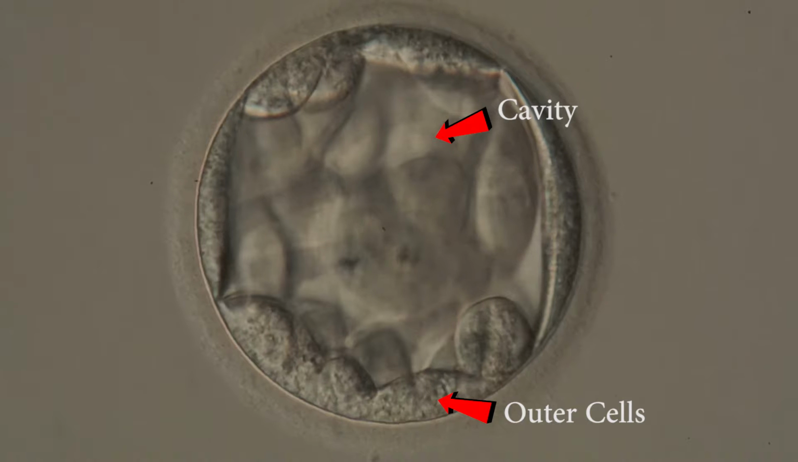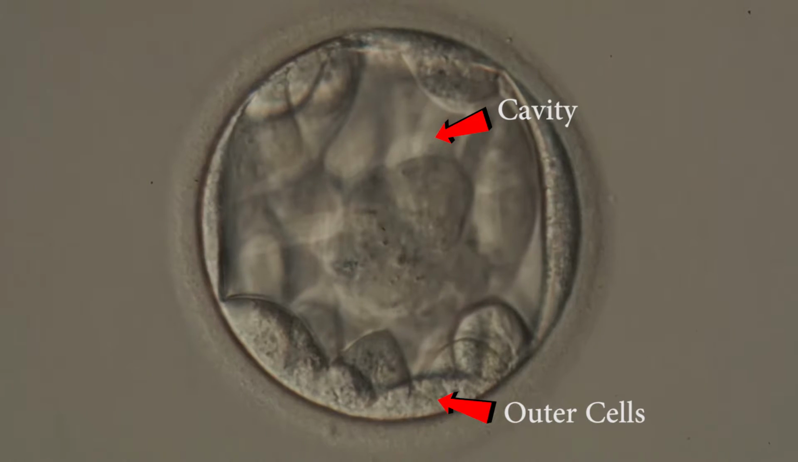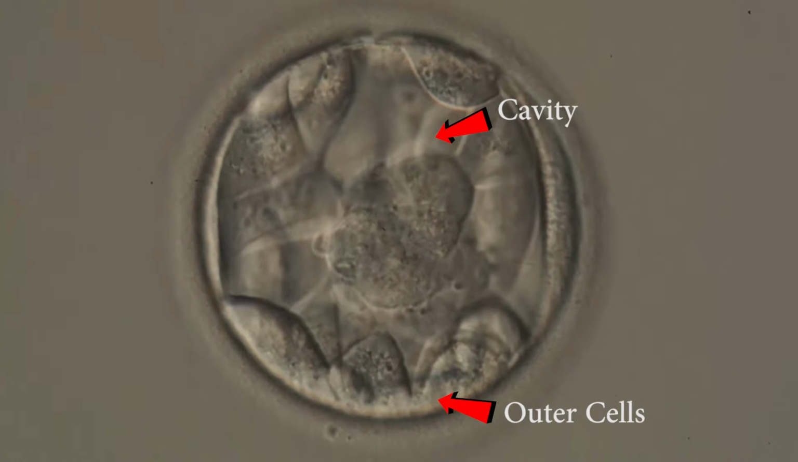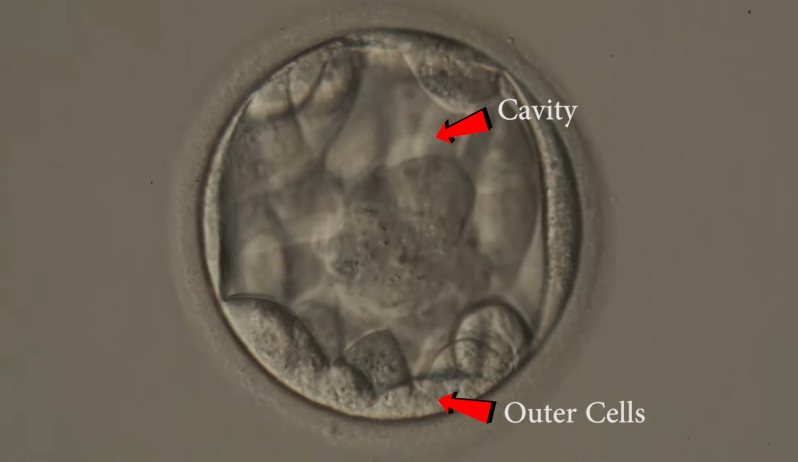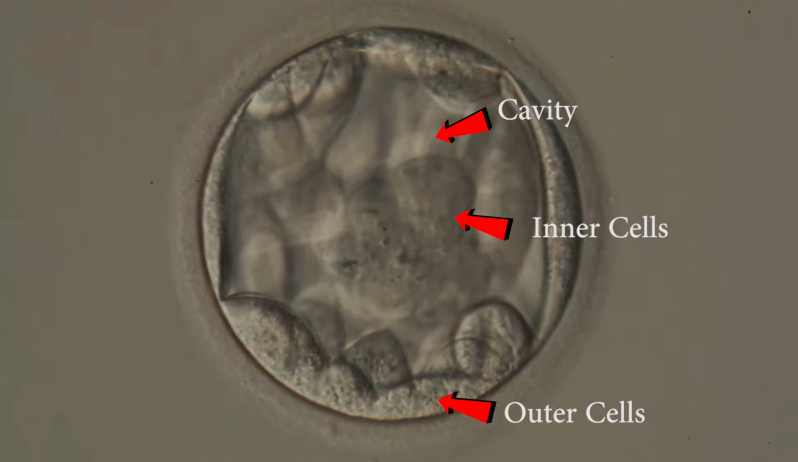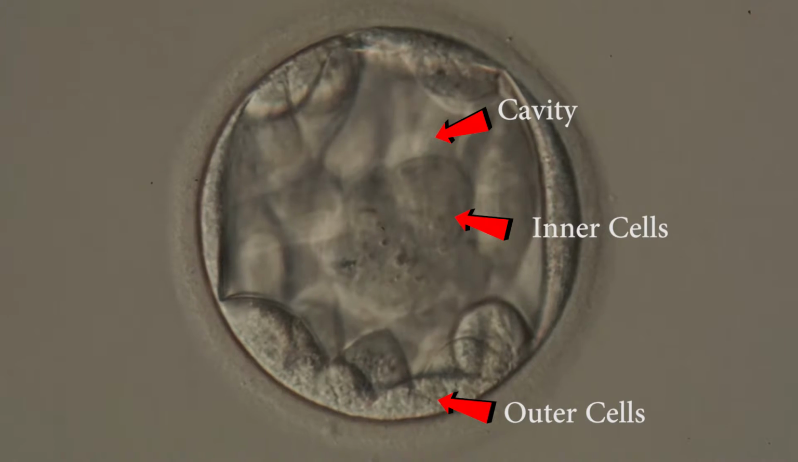out of its shell. They will then invade the lining of the uterus and form the placenta of the new pregnancy. The cells on the inside of the embryo will form the fetus and some of the extra embryonic membranes, such as the yolk sac.